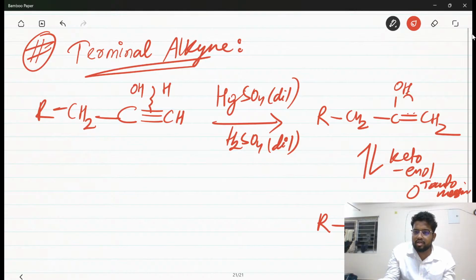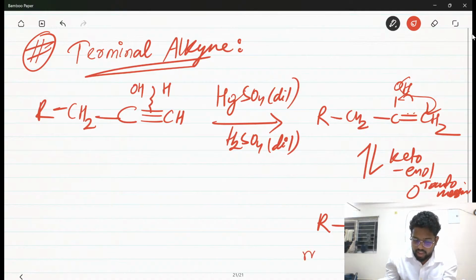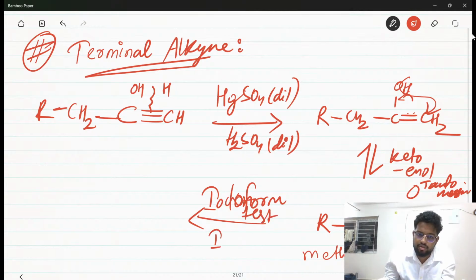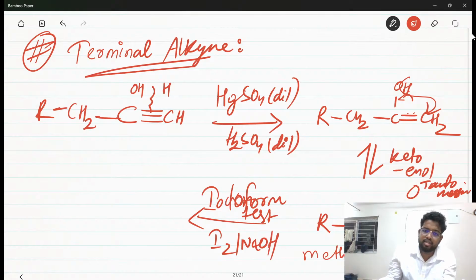This bond will go here. This O will remove the H and come here. So the keto-enol tautomerism will help you to make a methyl ketone. You know methyl ketones have a special character to show the iodoform test. What is the iodoform test? I2 and NaOH, and the solution will turn yellow.